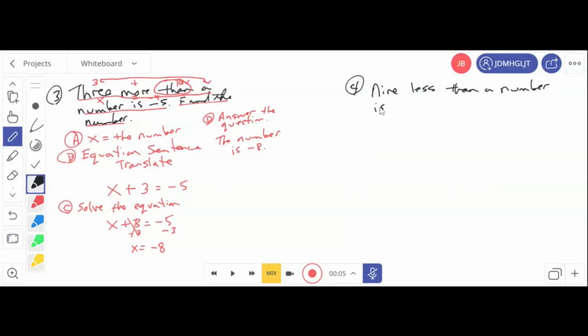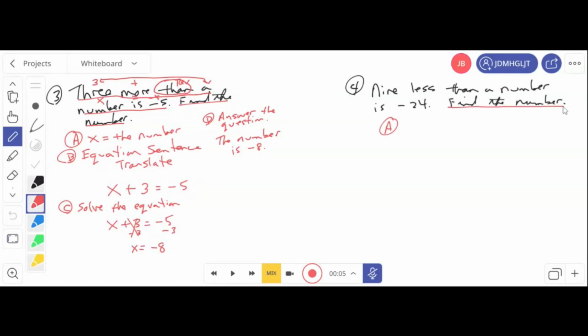Nine less than a number is -24. Find the number. Okay, I want you to do this one. Tell me what you get when you get your answer, and then we will take a break.